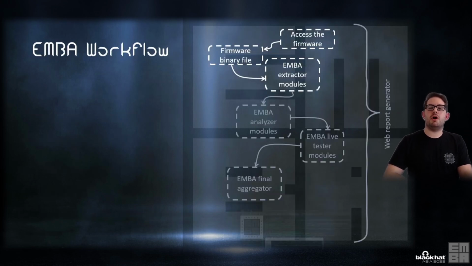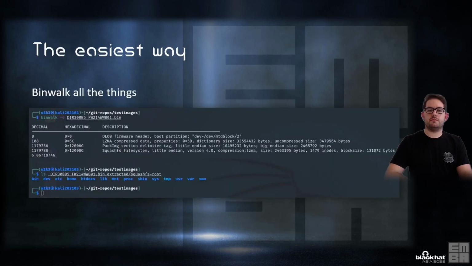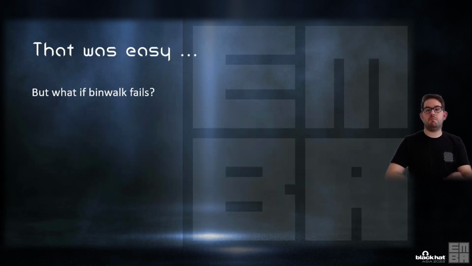After starting EMBA with the firmware as a binary blob, EMBA must first extract it for further analysis. The easiest way: Binwalk is the standard solution to extract firmware binaries. After running Binwalk, most times I have a firmware to work with. That was easy, but what would happen if Binwalk fails or the firmware is way too specialized?